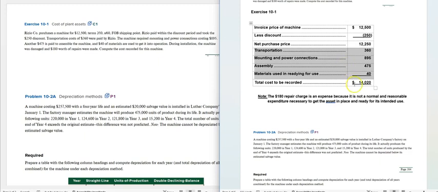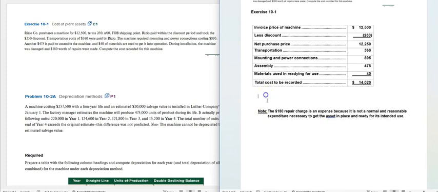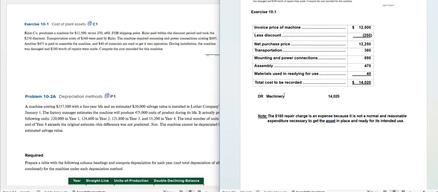We will ultimately be recording $14,020 into the general ledger through a journal entry. Okay, and that journal entry would be to debit machinery for $14,020, and we would credit cash if we had paid cash for it. Actually, we didn't pay cash. We paid on account, so we would have recorded accounts payable.